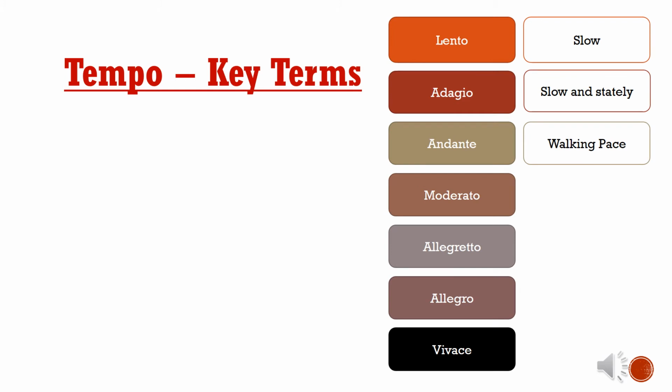Our next key tempo term is andante, which means at a walking pace. So if you can imagine yourself walking along to it, it might be somewhere around an andante tempo. Here's an example of an andante piece of music.